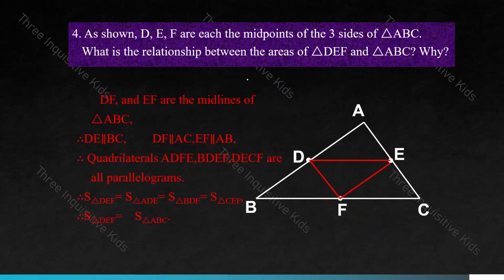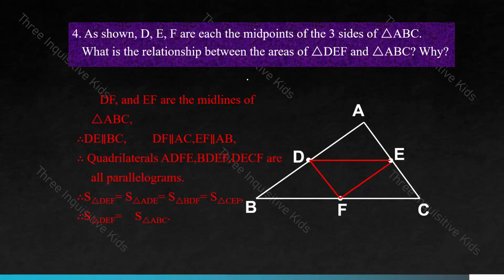Now here is number 4. As shown, D, E, and F are each the midpoints of the three sides of triangle ABC. What is the relationship between the areas of triangle DEF and ABC, and why? So here is our solution.